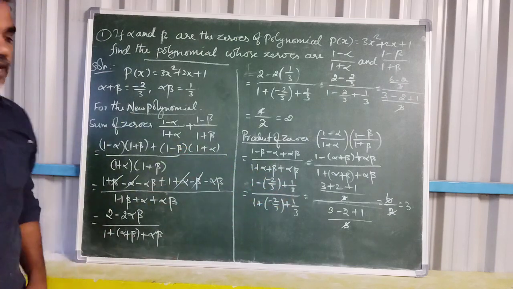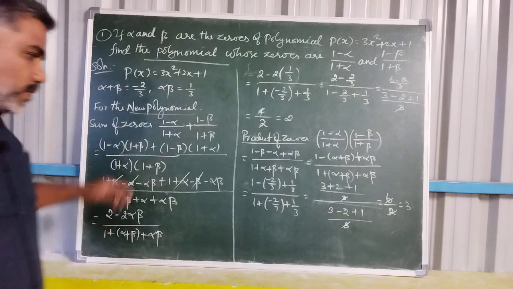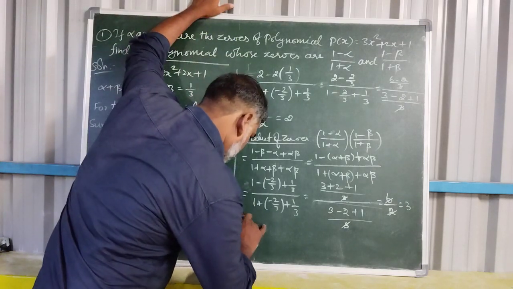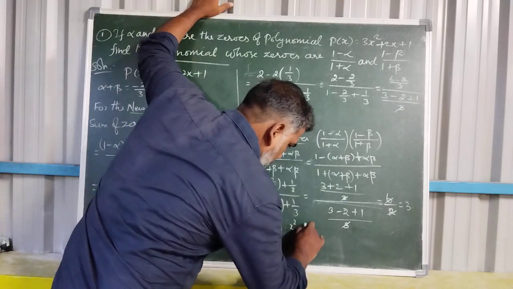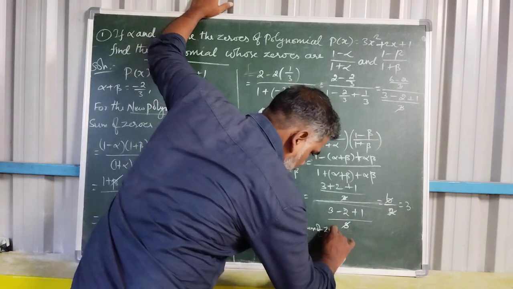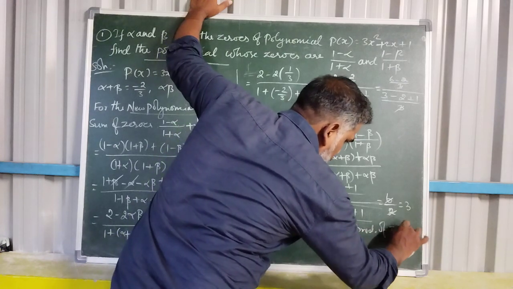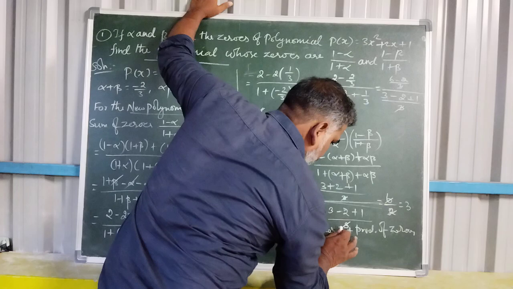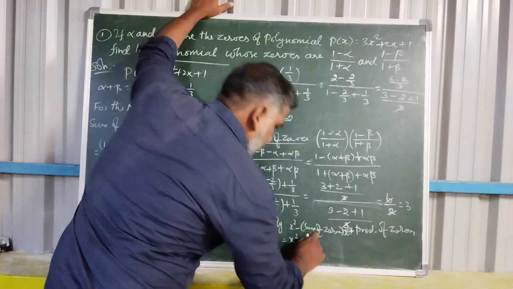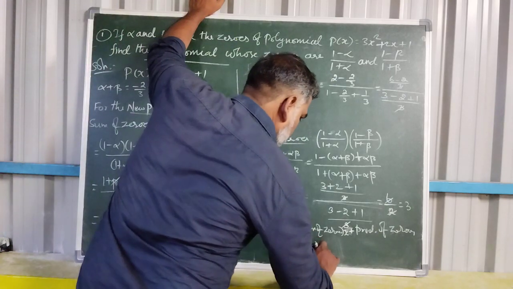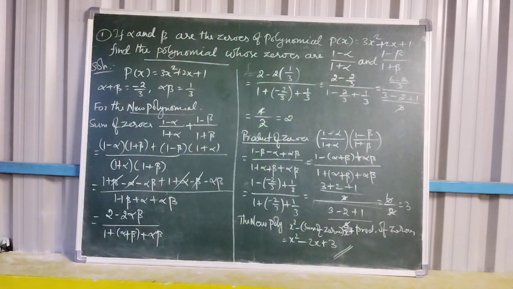So the sum of zeros is how much? 2, and the product of zeros is how much? 3. Then what can be the new polynomial? Therefore the new polynomial equals x square minus sum of zeros x plus product of zeros. So x square minus sum of zeros, which is 2x, minus 2x plus 3. That's it, copy it down.